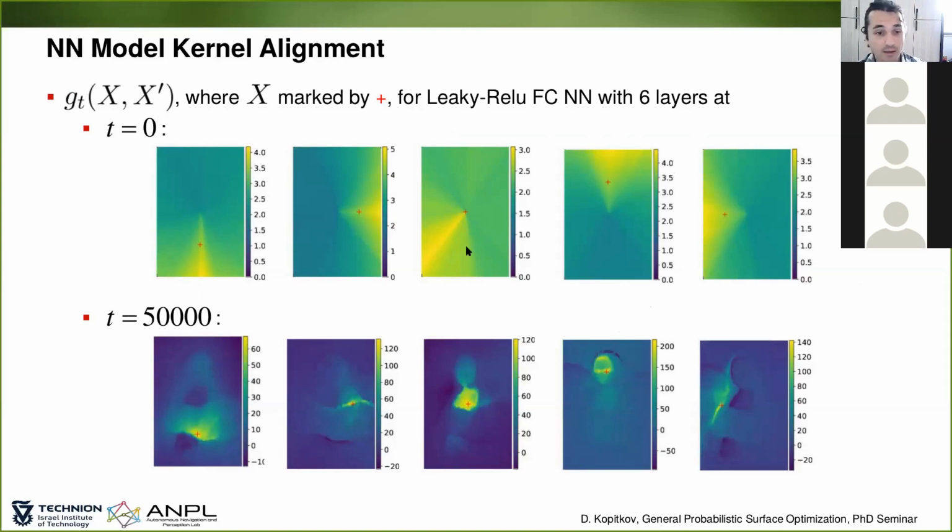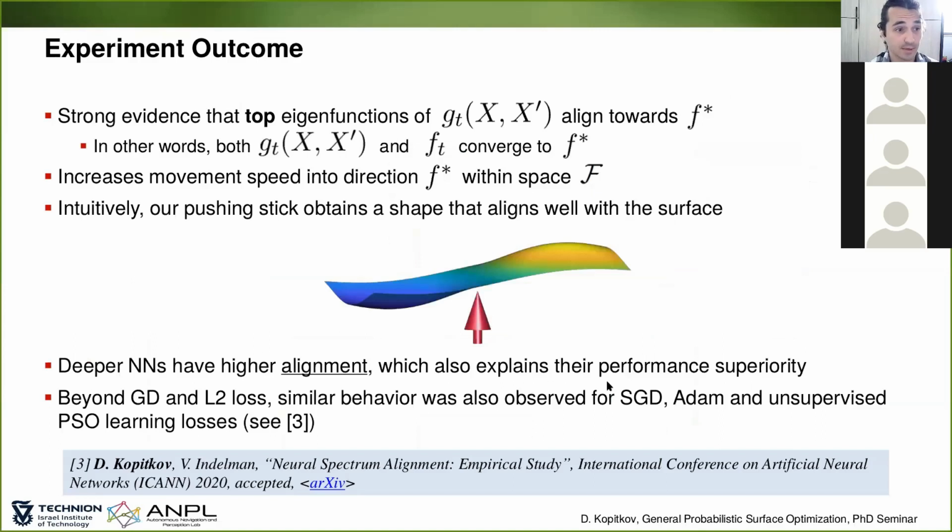has some local structure around the point, but still just the rays of light as we saw before. And after some iterations, we already see that it aligns very well with the target function that we are loading. So the outcome of this experiment is the following.